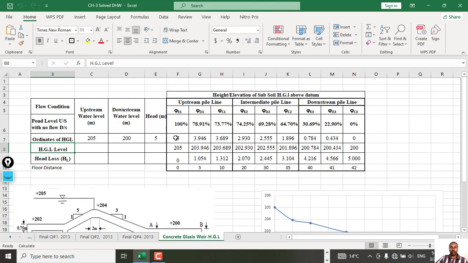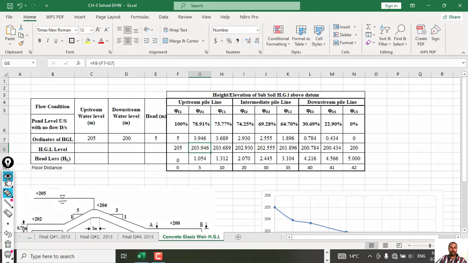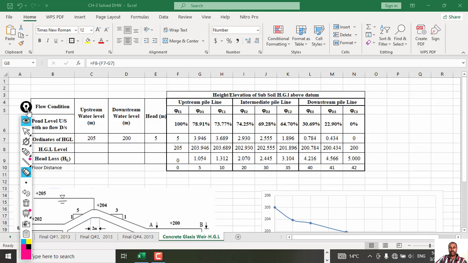Calculation step. You have the percentage of pressure. You multiply the total head by 100%. Then again you multiply it by the next percentage, and by this percentage, and by this percentage, and then you have these results. After multiplication, you have the computed ordinates of the hydraulic grade line. Ordinates of the hydraulic grade line. Clear?